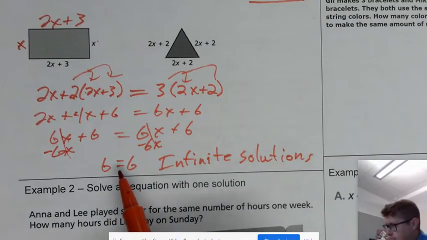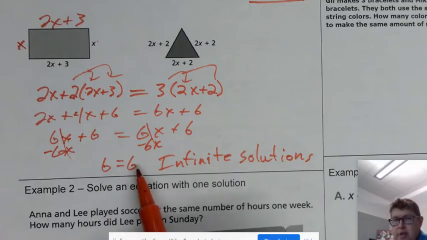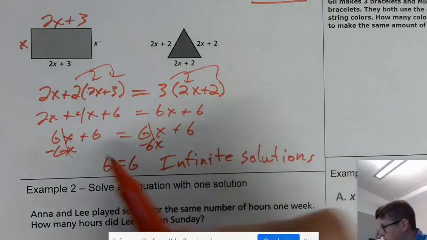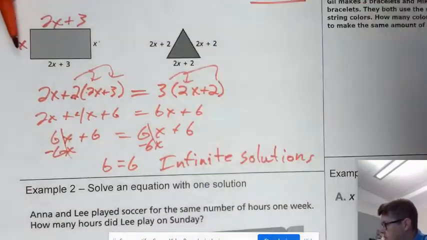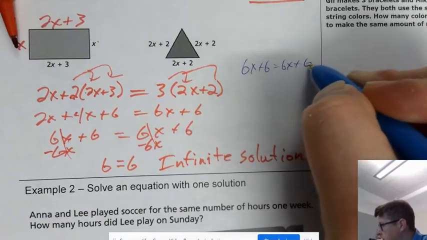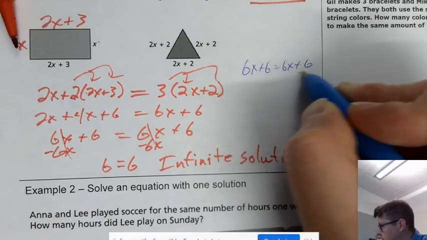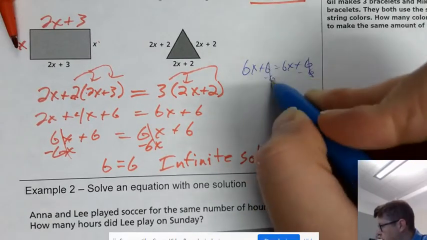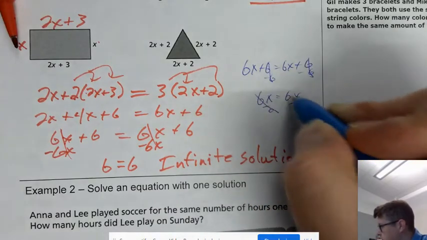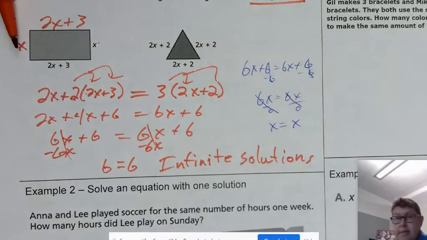Whenever you see it's just a number equals a number, that means basically any x value will make this true, right? So you could actually solve it a different way. Let me do it over here. 6x plus 6 equals 6x plus 6. And then rather than subtracting the x's, you subtract the 6's, cancel, and you get 6x equals 6x. You divide by 6, and you get x equals x. Kind of the same situation, right?